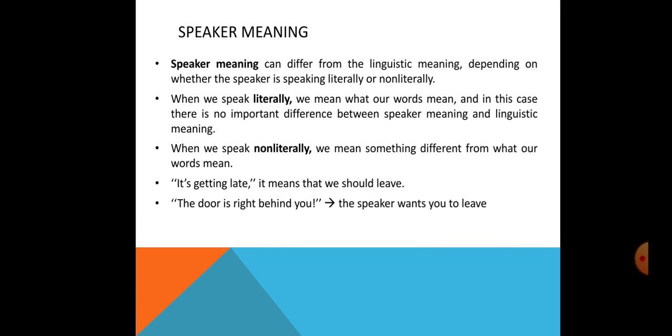For example, "It's getting late." It means that we should leave. Or "The door is right behind you." It means the speaker wants you to leave. So there are two kinds of speaker meaning here, literal and also non-literal.